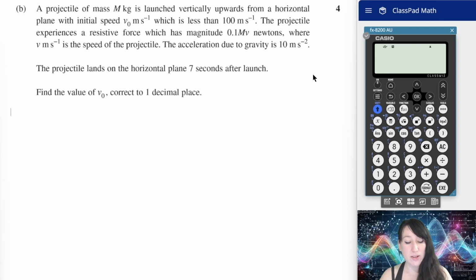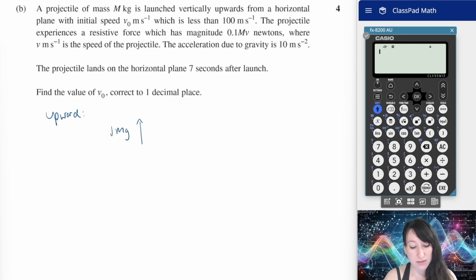Okay, with this kind of question, we're going to have both the upward journey and the downward journey to worry about. So in the upward journey, we're going to have mg and 0.1 mv acting both in the opposite direction to the upward journey. Downward, mg in the direction of travel, and 0.1 mv opposite to it.